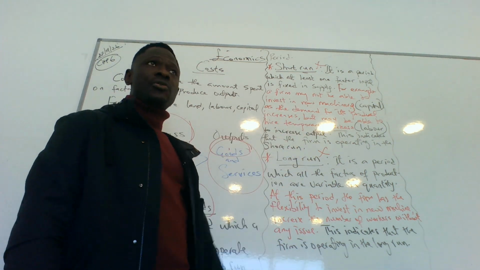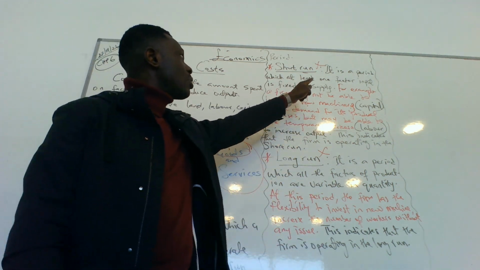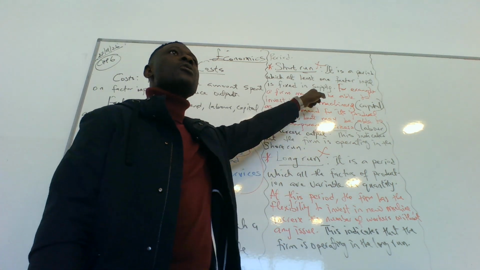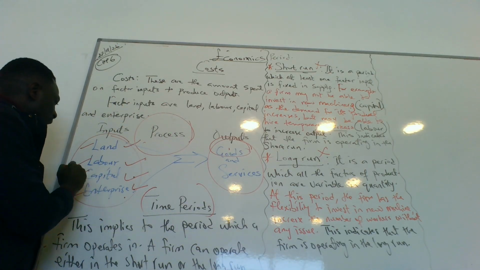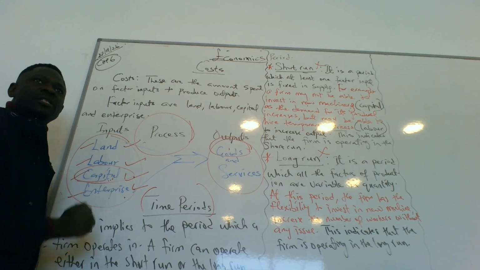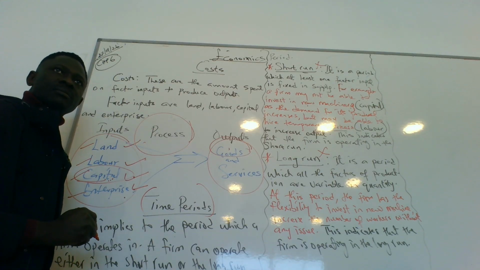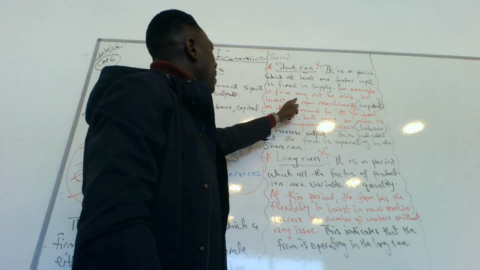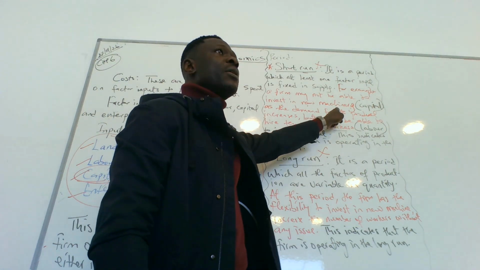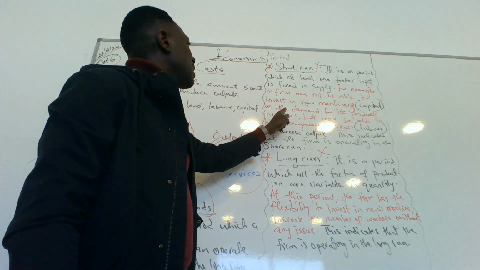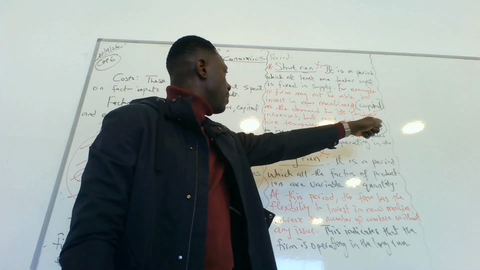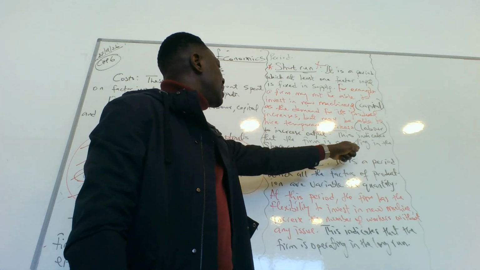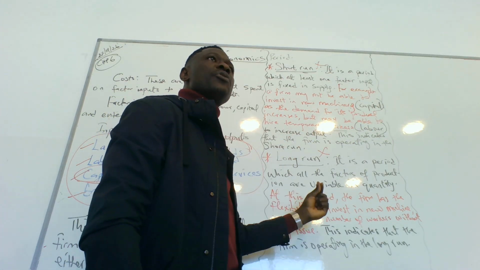So what is the short run? It is a period in which at least one factor input is fixed in supply, which means at that period, one of these factors is fixed. You cannot change it. For example, a firm may not be able to invest in new machinery, capital, as the demand for its product increases, but may be able to hire temporary workers, labor, to increase output. This indicates that the firm is operating in the short run.